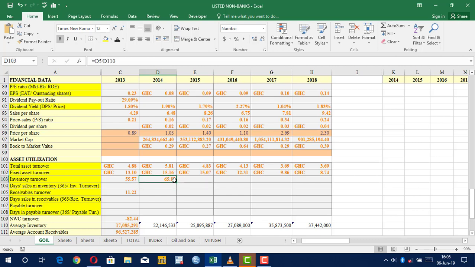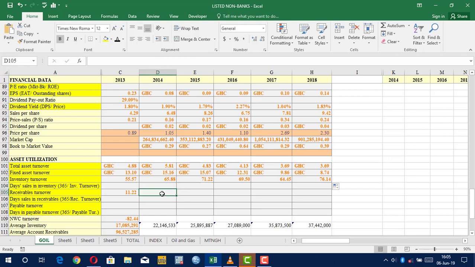Now we've been able to estimate our average inventories for the years. That is for the inventory turnover. Let's drag it to the side. Good. Now this is for the average inventory. Now, like I said, it explains the number of times the company buys and sells in a year.